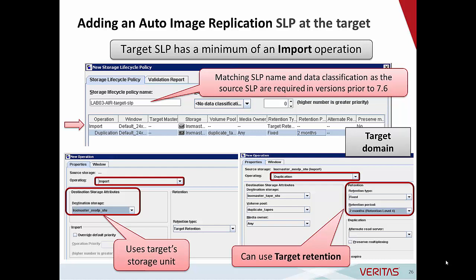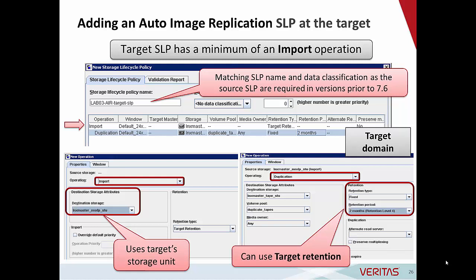It's still a good practice in a simple AIR setup where you're only going to have one source and one target to have identically named lifecycles. And so I give this lifecycle a name, the same one I'm planning on using in the source domain in most cases. And then I specify that import operation, and note that that's going to use a disk pool in the target domain. And the retention is going to be set to target retention. And that means that it is the retention that's specified by the source that dictates how long it's kept. So if the source says keep this for a month, the target domain will keep it for a month.